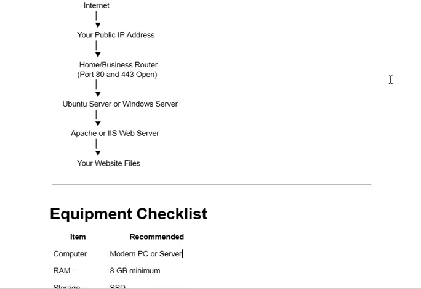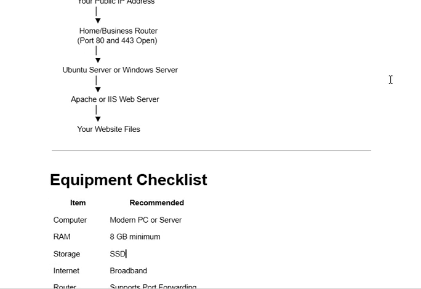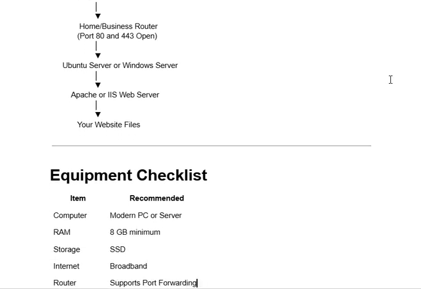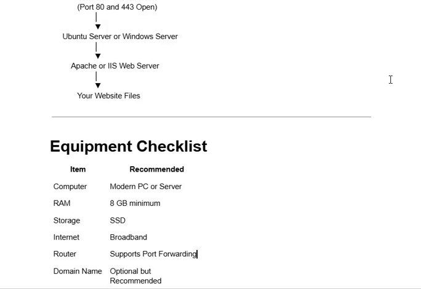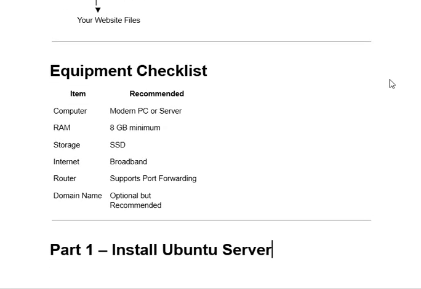Equipment checklist: a computer, PC or server, RAM 8 GB minimum, storage a solid state drive, internet broadband that supports port forwarding on your router, and a domain, optional but recommended. So mine that I had before was like Gym Junkie Fitness or Computer Literacy Tutorials.